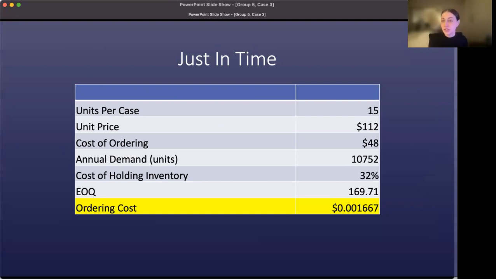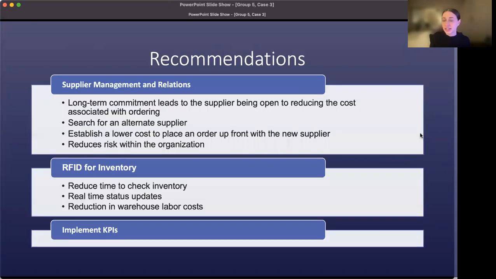So we've calculated here using the original variables as seen on slide 1. The cost to implement a just-in-time approach would be less than 1 cent per order at 0.001667. So it's clear that SMC is going to have to achieve our goals of reducing costs and increasing profits.